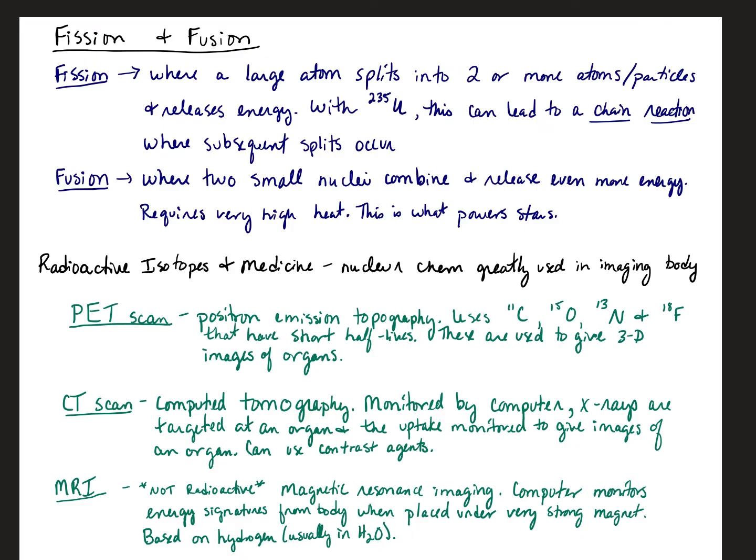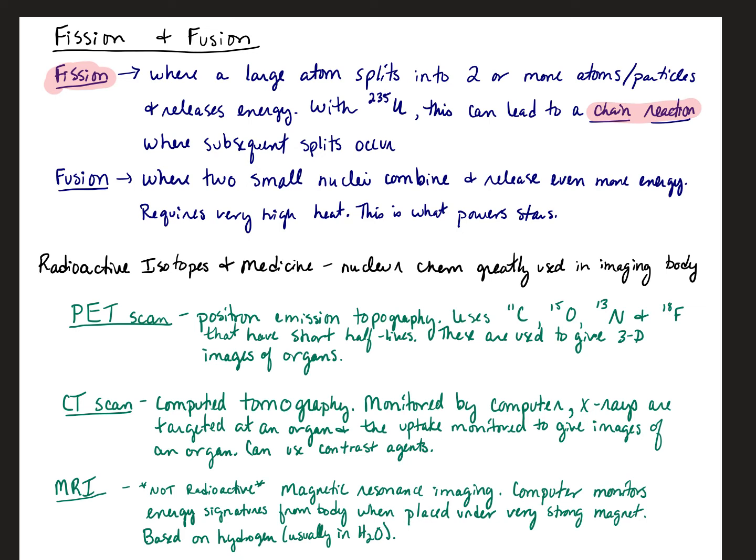There is a difference between fission and fusion. So here are some terms that you should know. Fission is where we have a large atom that is split into 2 or more atoms, and this is what we know as nuclear reactions for the most part on this planet. So we're talking about uranium-235. This can lead to a chain reaction, and that's where you can have things like nuclear energy come about that we know of so far.